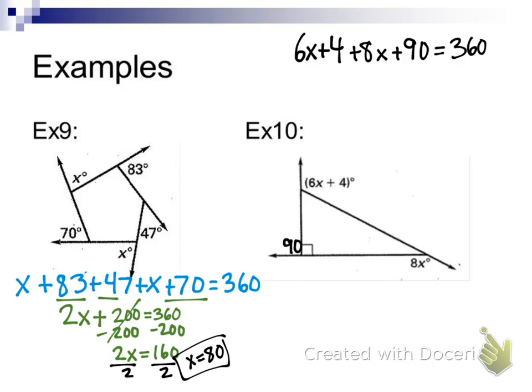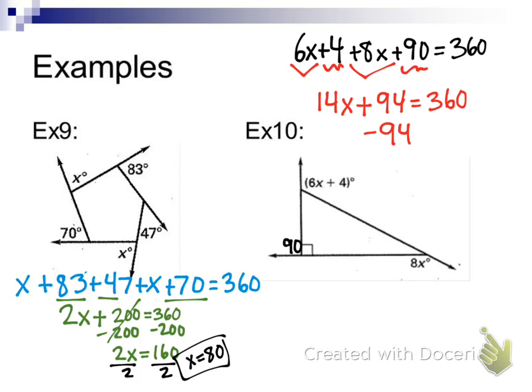Alright, and then we're going to add these. So 6x and 8x is what? 14x. Plus 4 and 90 is 94. Equals 360. Then what? Subtract 94 from both sides. Good. So we have 14x equals 266.